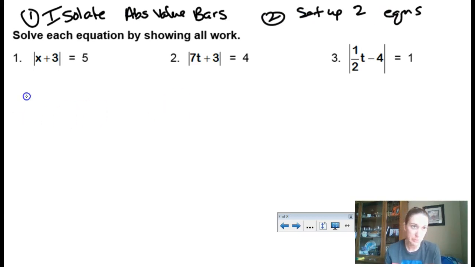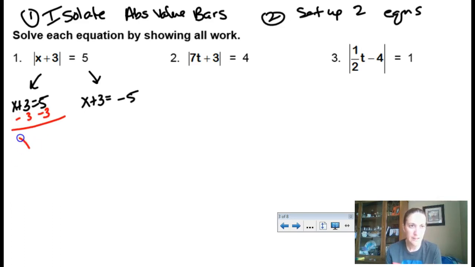So good news on number one here, the absolute value bars are already isolated. So when I set up my two equations, the first one is just x plus 3 equals 5. The inside stuff equals the answer. Or you could set up x plus 3 equals -5. And then we solve. Subtracting 3 from both sides gives me x equals 2. And here, subtracting 3 from both sides gives me x equals -8.